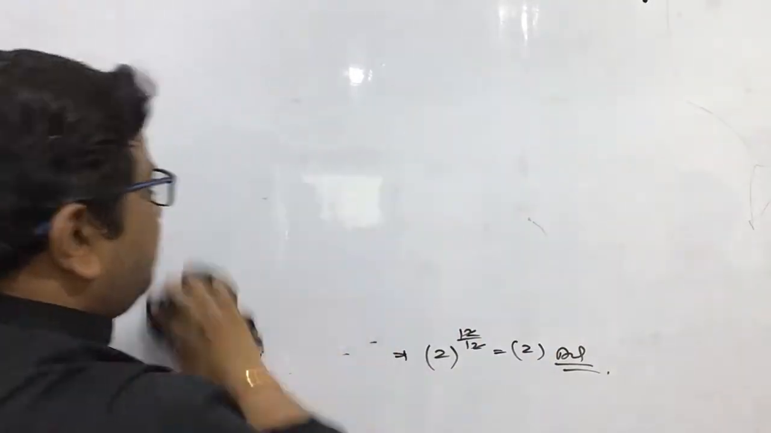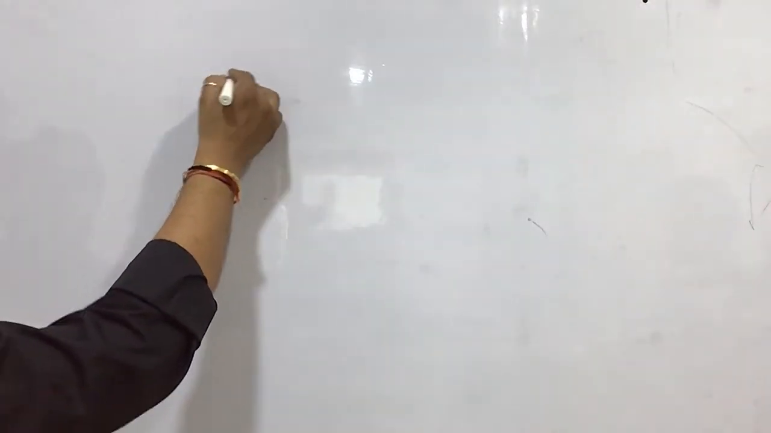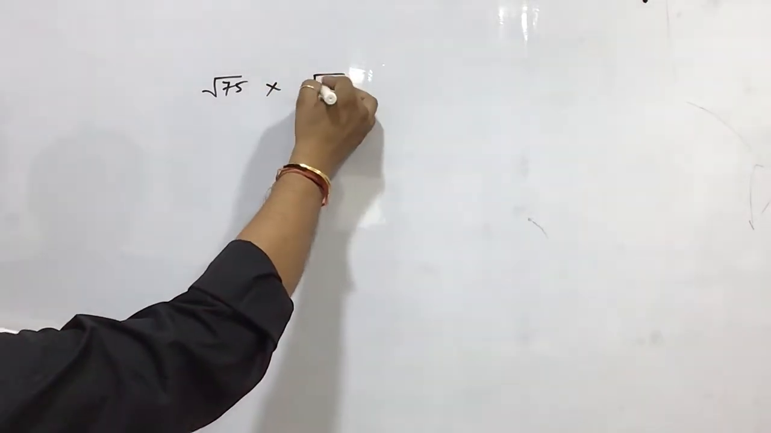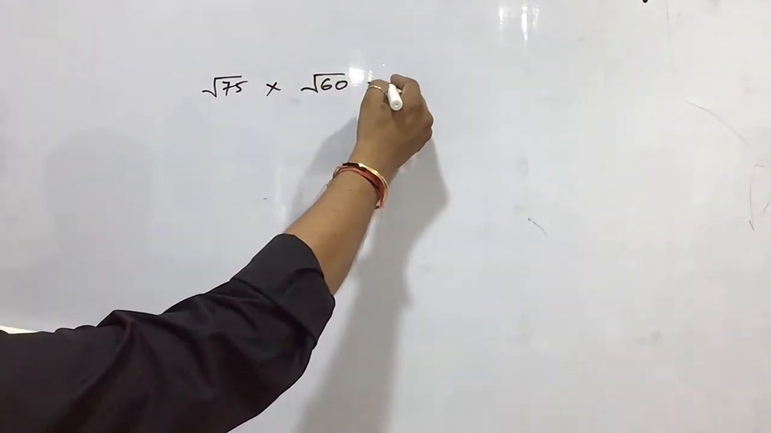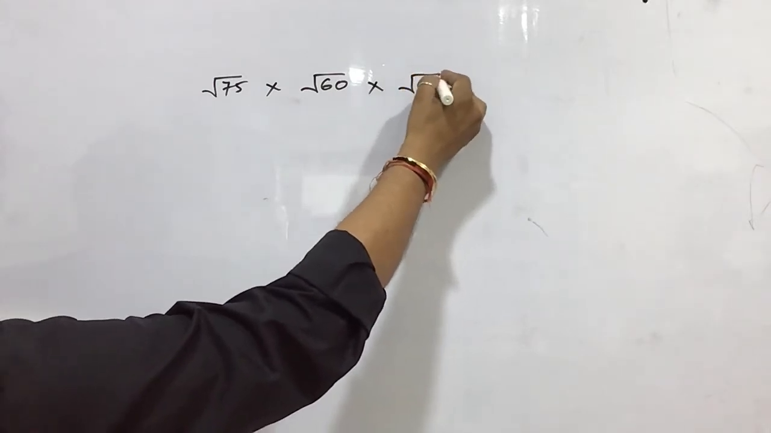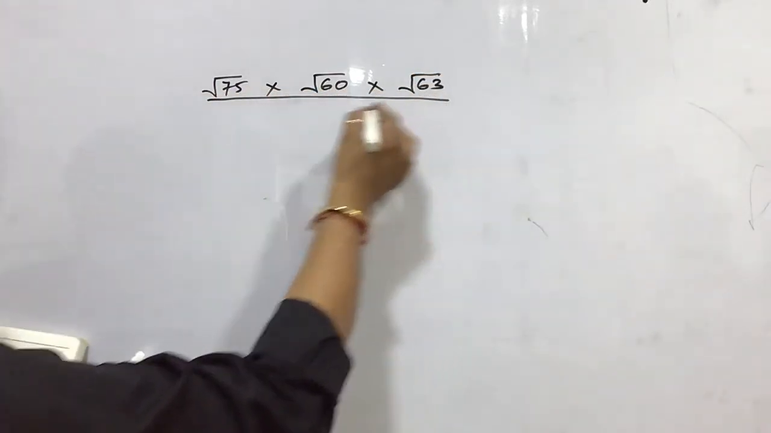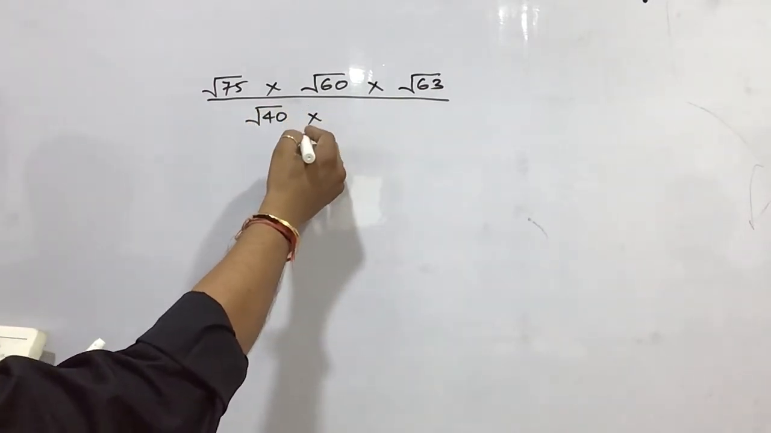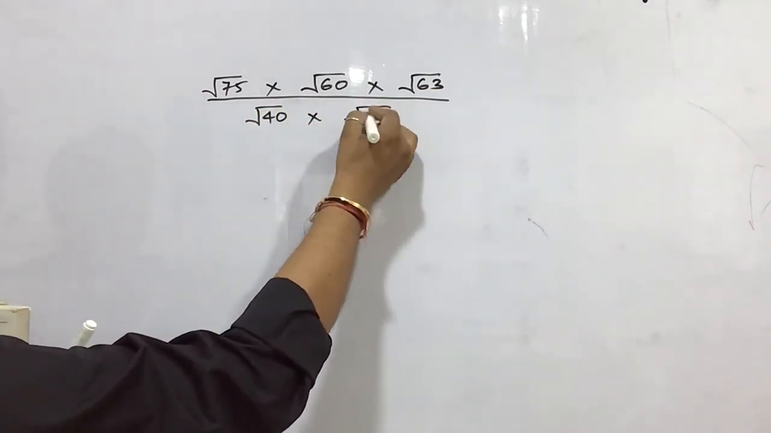Now I am going to explain another question, that this is the concept of class 9th, surds and radicals. One more example for you: under root 75 into under root 60 into under root 63 by root 40 into under root 200.